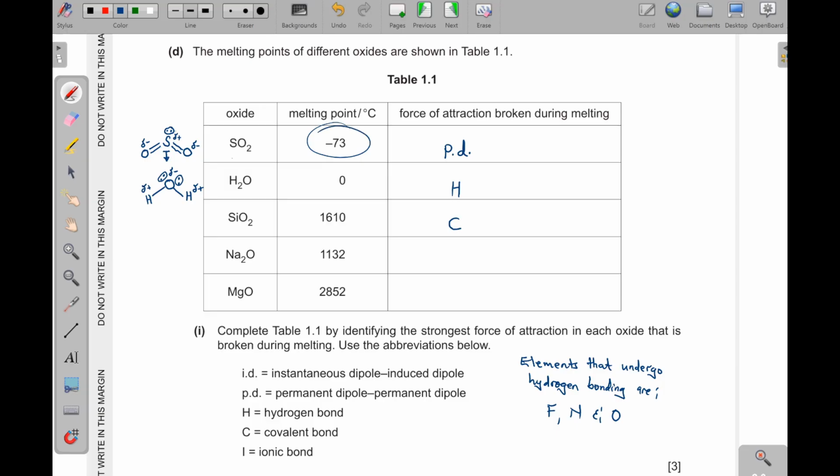Then of course, the melting point for sulfur dioxide is very low. That means this one is a gas, simple molecular structure. Even water, simple molecular structure.